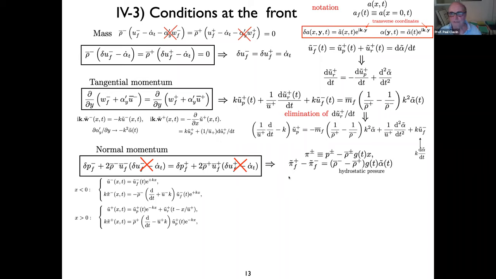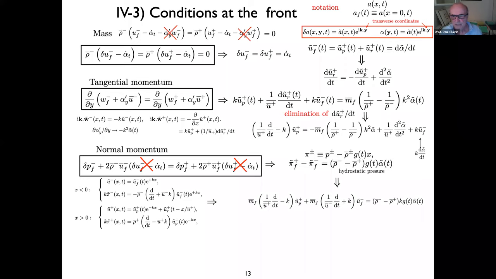But don't forget that when you have an external flow, the pi here is P minus an external pressure. This is in fact the hydrostatic pressure that you have. So this is the relation that you obtain by the normal momentum, which tells you that the pressure is the same on both sides. Now, if you put this together with the previous result, you use again the mass conservation here, which comes from here.